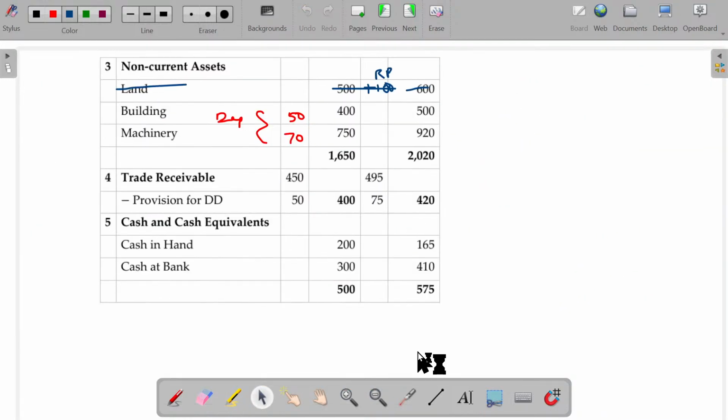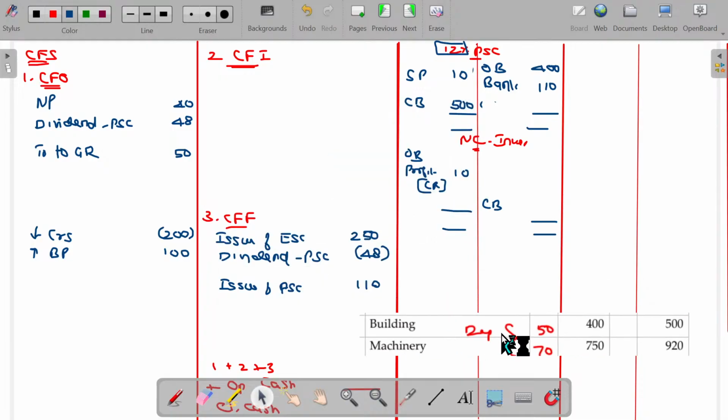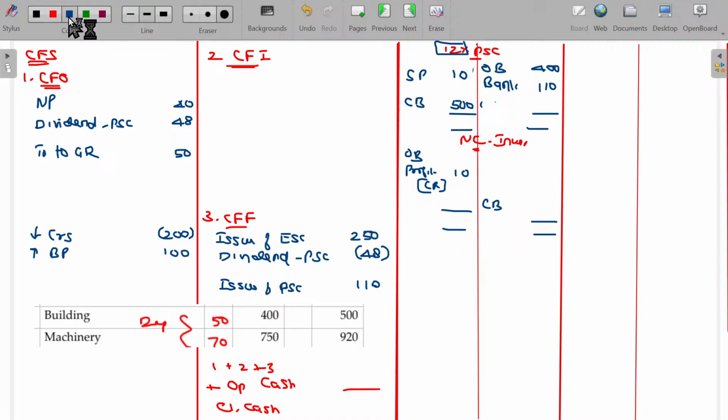Now, in assets, land is not required to be incorporated; only building and machinery are going to be incorporated. I open the building account and machinery account. Opening balance 400. Closing balance 500. Machinery opening balance 750, closing balance 920.